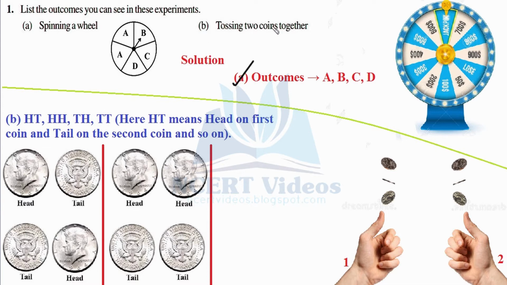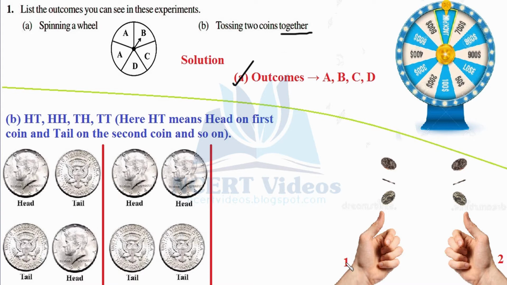Second, tossing two coins together. So what you did, you took two coins in both hands and you tossed them at the same time. Although it doesn't matter if you toss them 2 times, for the sake of this question, let's perform as stated. We tossed them 2 times, then we have to list the possible outcomes. Therefore, when we toss 2 coins together, we have 4 possibilities.